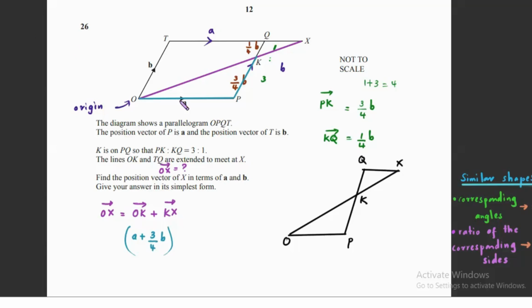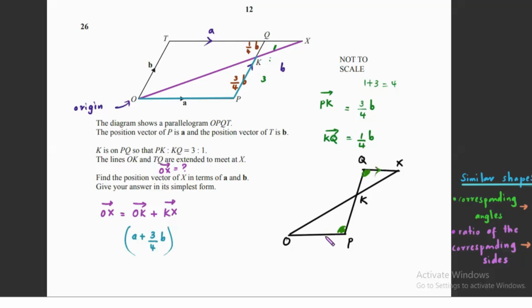In this case, I'm going to prove that the two shapes are similar. So I can say that this angle will be equal to this angle. The reason is this line T to Q is parallel to O to P, meaning this entire line TQ will be parallel.